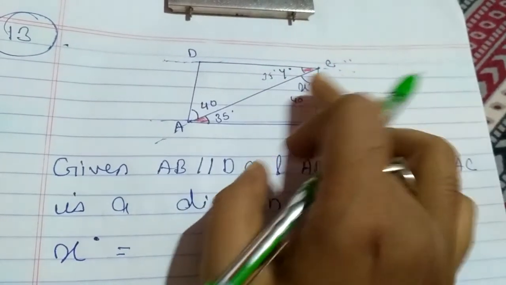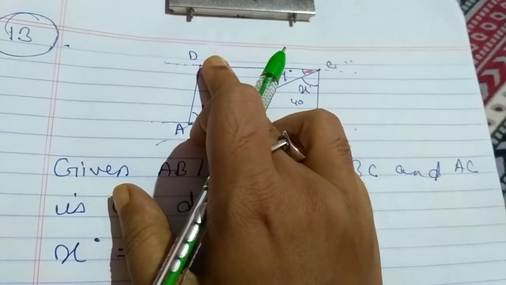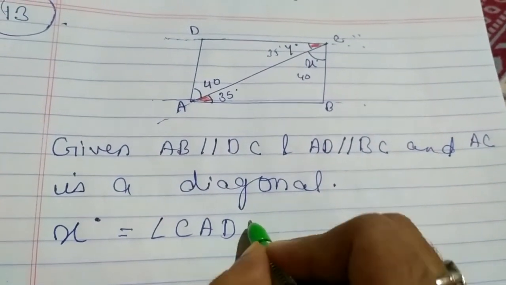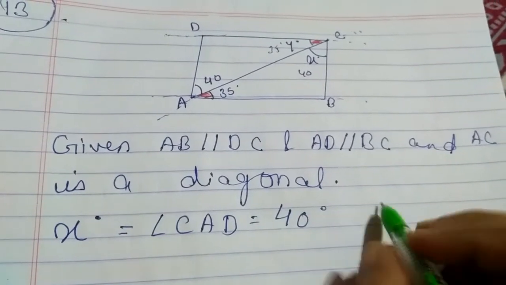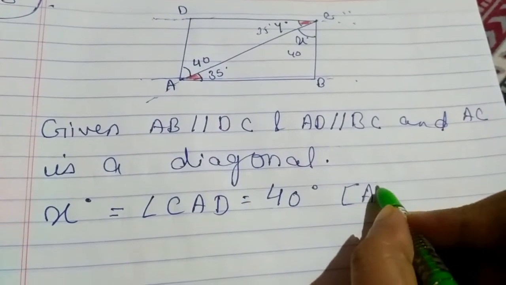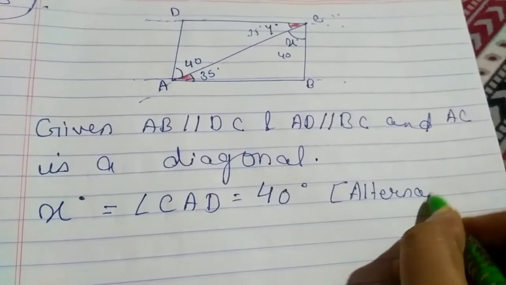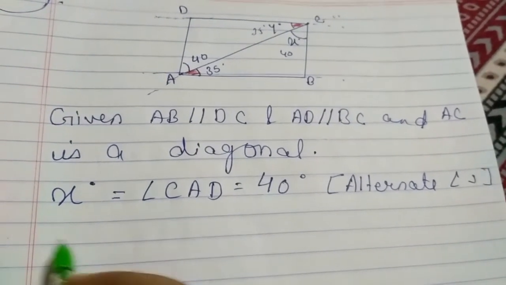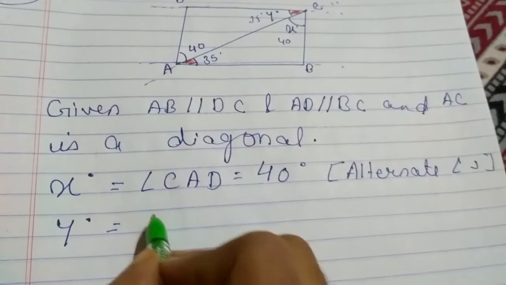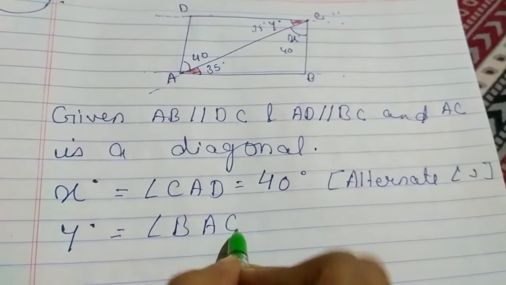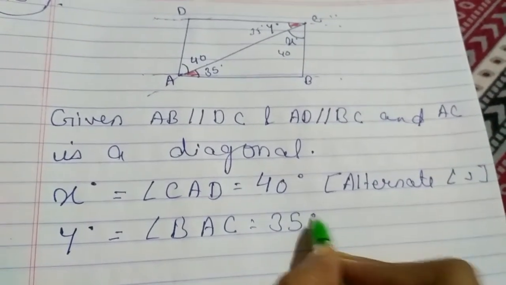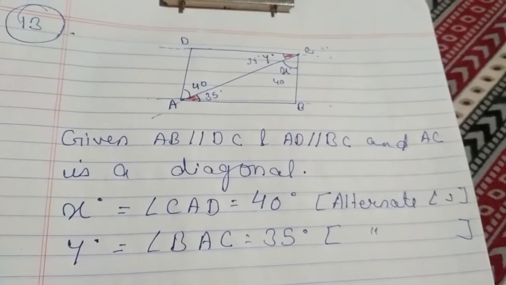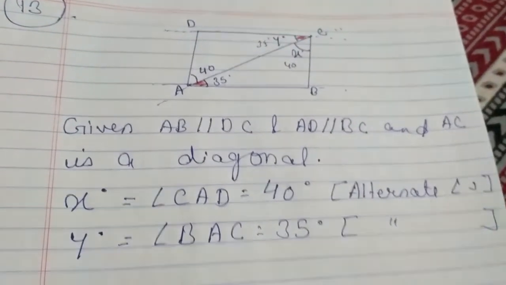What is the name of this? CAD. Okay, just write down here angle CAD 40 degree. Which property? Alternate angles. Yeah, you can write here alternate interior angles. Okay, and y degree is equal to angle BAC 35 degree by same property. Okay, so this is your complete answer. Very easy question, no?